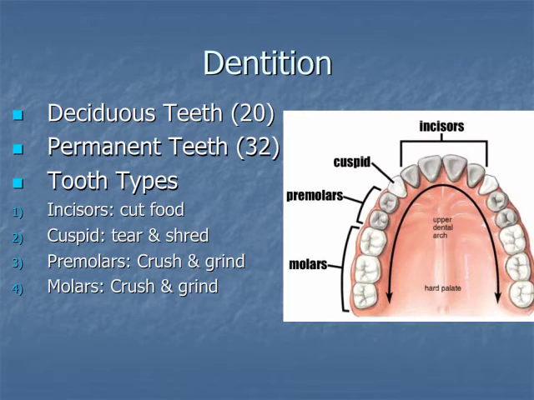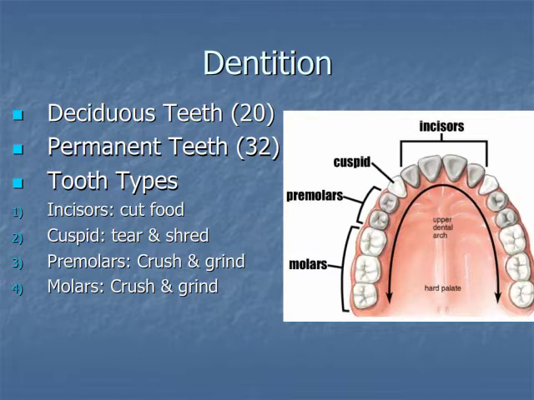Now, most of you are probably aware that we have two different sets of teeth, and the first set of teeth that comes in are going to be our deciduous teeth. So deciduous means to fall away, and the deciduous teeth consist of 20 teeth that are going to be our baby teeth, and these are eventually going to be lost as our permanent teeth come in. And so we tend to have around 32 permanent teeth.